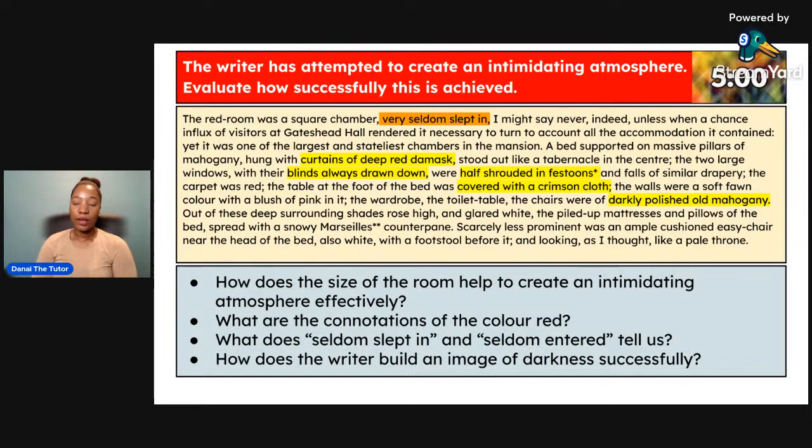Okay, yeah, so good. It is intimidating because it's big, because something that's big could be quite overwhelming, you could say.